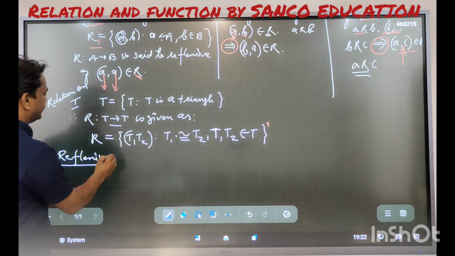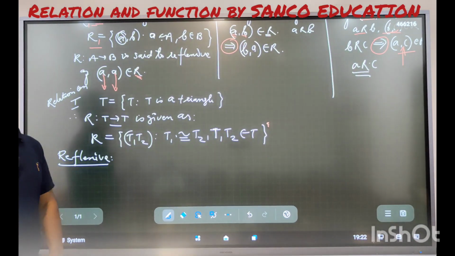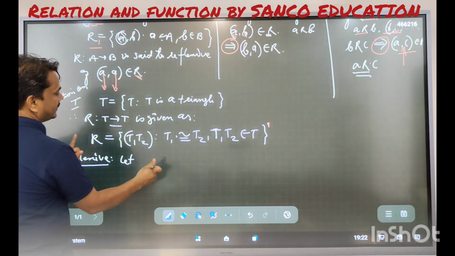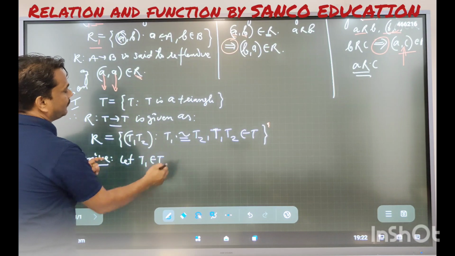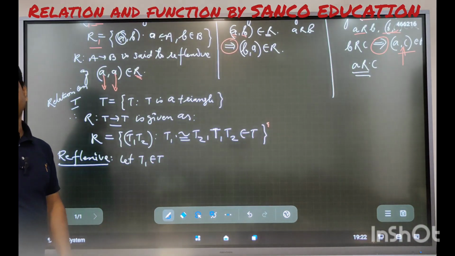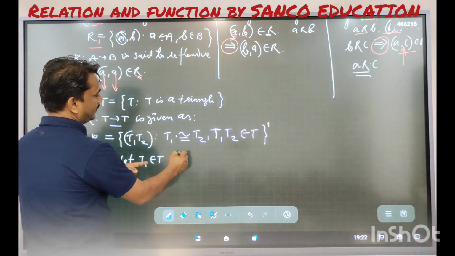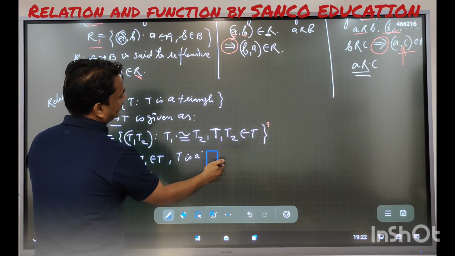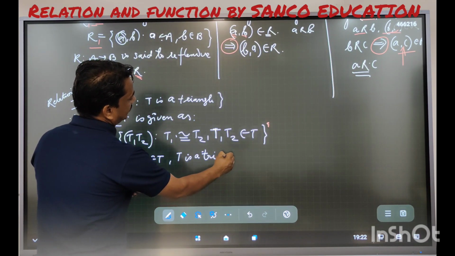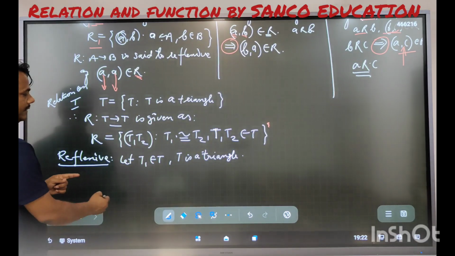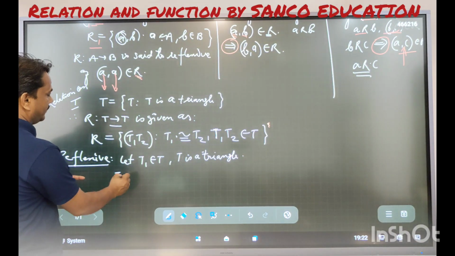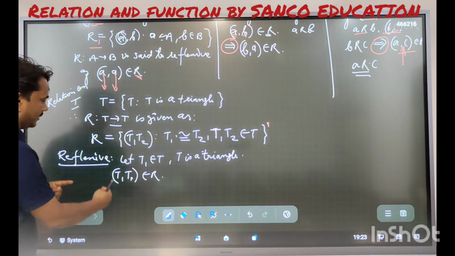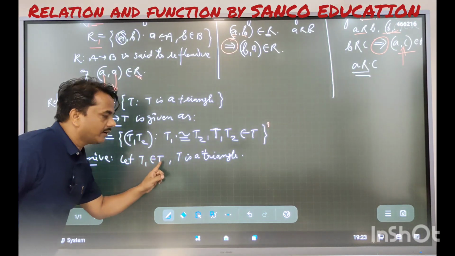Reflexive. How can reflexivity be checked here? This is the method of writing the solution. You will suppose, let T1 belong to T, meaning a triangle which we are taking in the set. T1 belongs to T means T1 is a triangle. Then what you will take here? T1 and T1 will belong to R. Conclusion: T1 is a member of T.